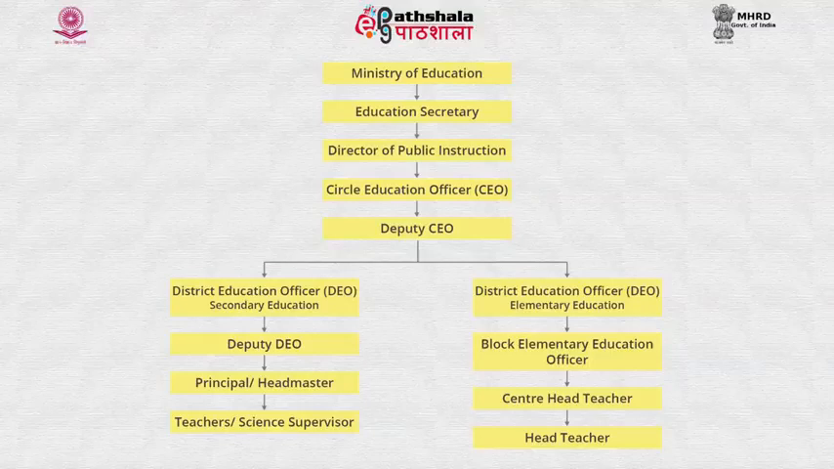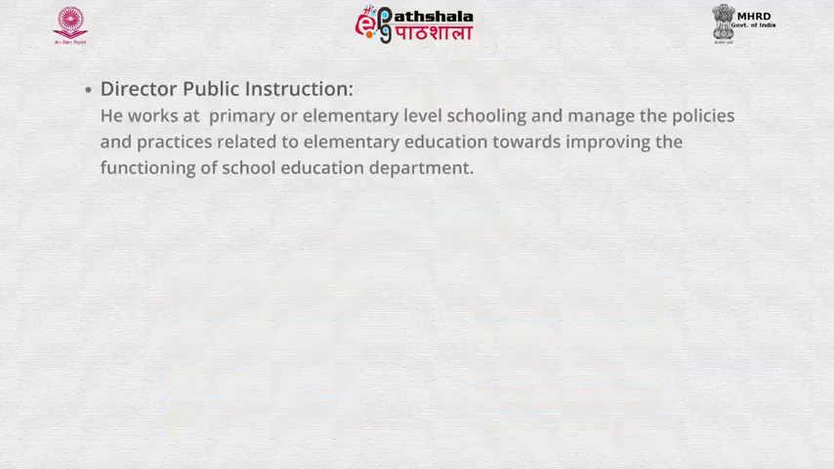Now let's discuss the structure of the educational administrative setup at elementary level. As you can see on the screen, the flow chart concerns this administrative setup. At the top level comes the Director Public Instruction. He is at the primary or elementary level of schooling and manages the policies and practices related to elementary education towards improving the functioning of the school education department.